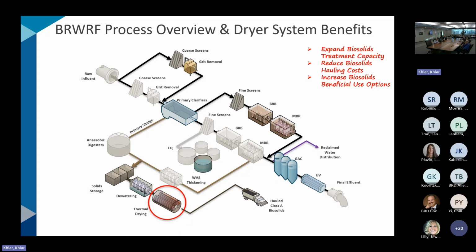And then last, another benefit of thermal drying system is enhanced biogas utilization. So just a real quick detail on that. Our anaerobic digesters produce biogas, and the plan is to use the anaerobic digester biogas as the primary fuel source for the furnace in the thermal drying system. Okay.